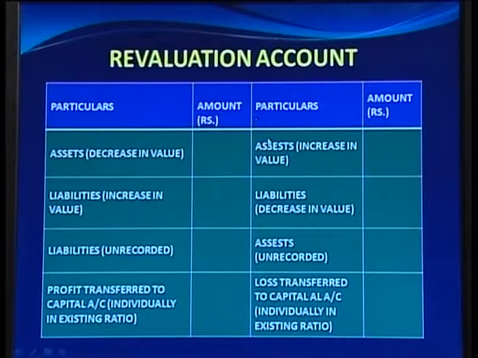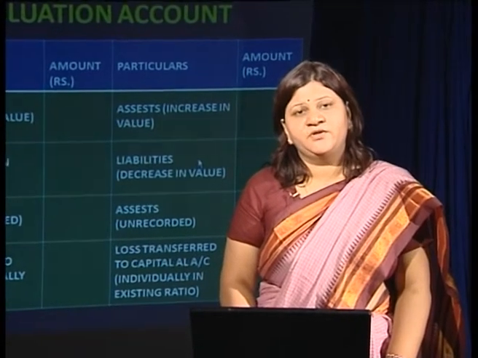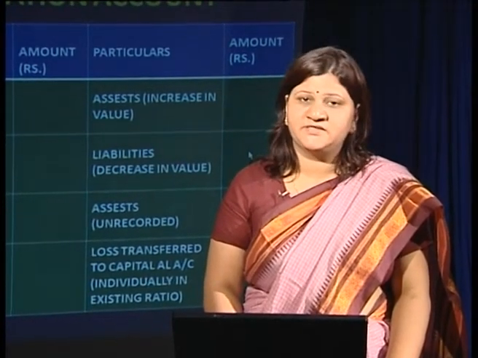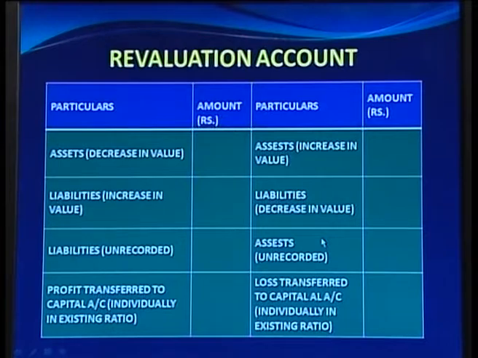When we move towards the credit side of the revaluation account, we can see that if the asset's value is increasing, we write it on the credit side because it's a profit to us. So in the amount column we will write that much amount as has been revalued. Similarly, decrease in the value of liabilities is also a profit to us because our liabilities are going to be reduced to that particular amount. So that reduced amount of liabilities would be recorded on the credit side of the revaluation account. Similarly, if there is an unrecorded asset which is traced out at the time of admission of the new partner, the same is to be recorded on the credit side of the revaluation account.